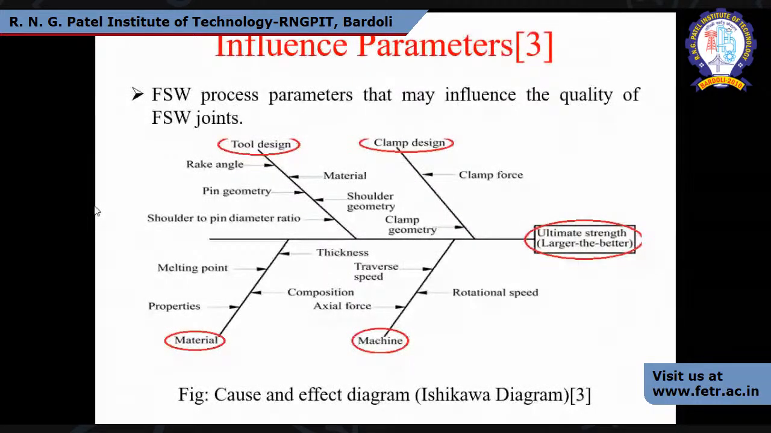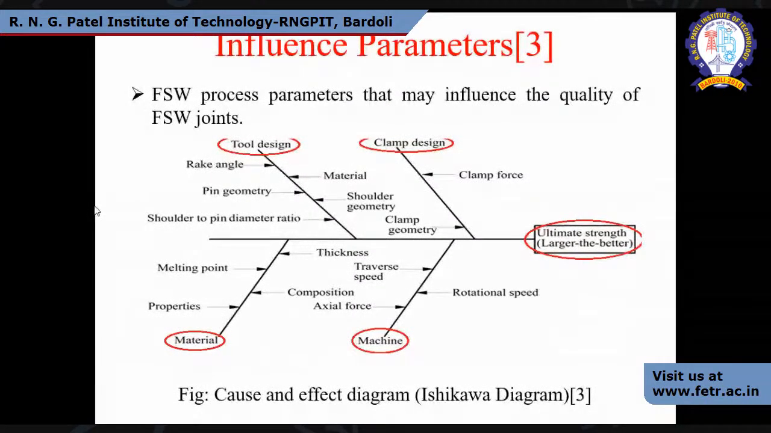If the clamping design is not proper in the machine, then we cannot get the exact result of a welding. So for that we need to design a clamp, design the clamp geometry, and fix a clamp force. Then another parameter, which is most important from the friction stir welding point of view, is related to tool design. So how can we design the tool?